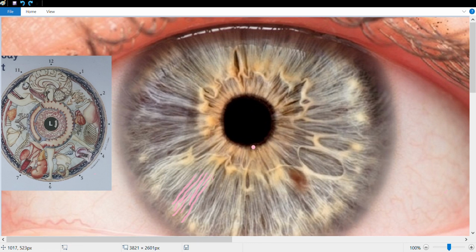So that would be an absorption ring. It's also referred to as a malabsorption ring. So like I said, it's indicating challenges with nutrient absorption. So that is the pupillary margin.